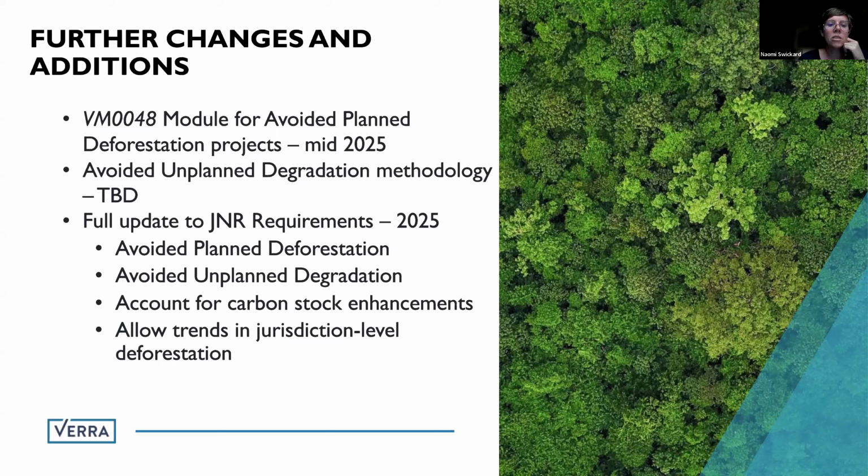And we're still looking into whether it will make sense to allow trends for jurisdictional level deforestation. So many of you may be aware that, under ART TREES, for example, there's an HFLD adjustment. We had always intended to look at whether an increasing or decreasing trend could be better accommodated and how that can be done. So it's something that we'll be digging further into in terms of the potential and what that might look like in the JNR framework.